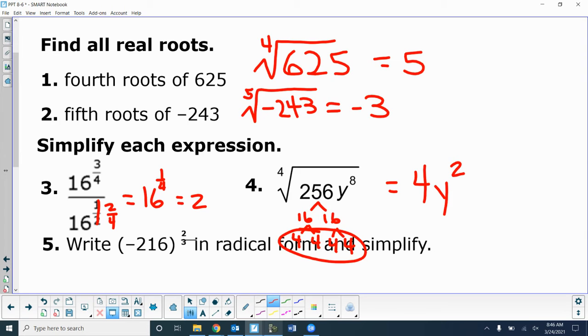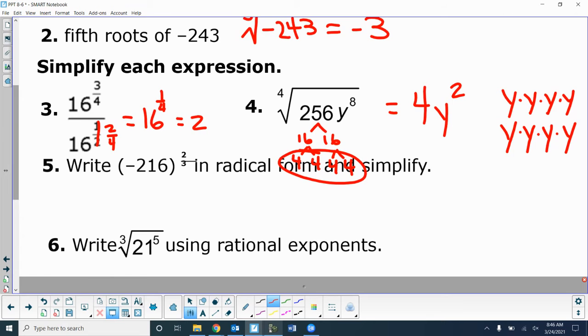Y to the 8 is 8 of them, right? Well, how many groups of 4 are there? 2, that's why it's y squared. That's the long way. The short way is just divide it. Fourth root, you're looking for groups of 4. Fifth root, you're looking for groups of 5. Square root, you're looking for groups of 2, right?